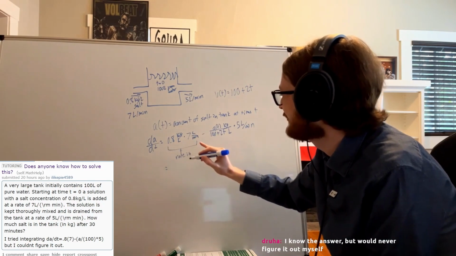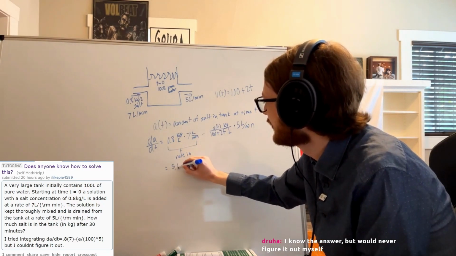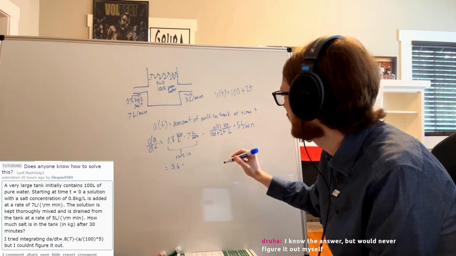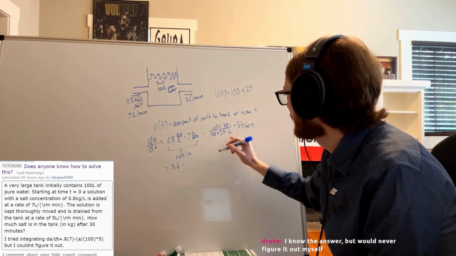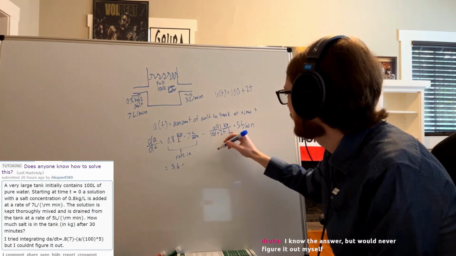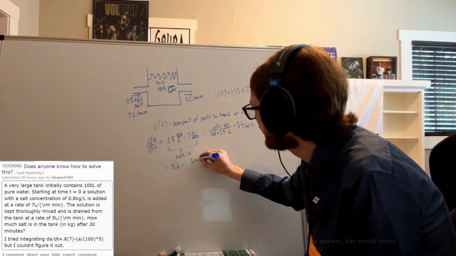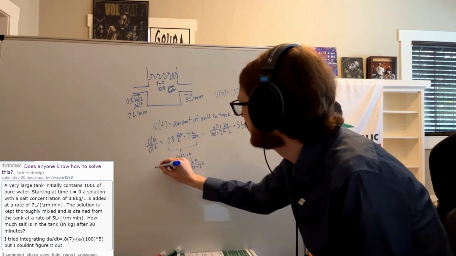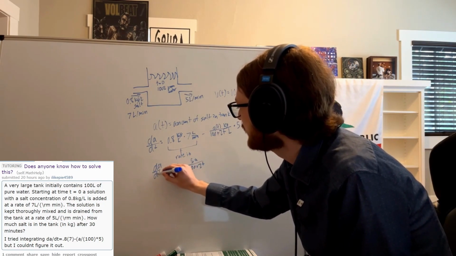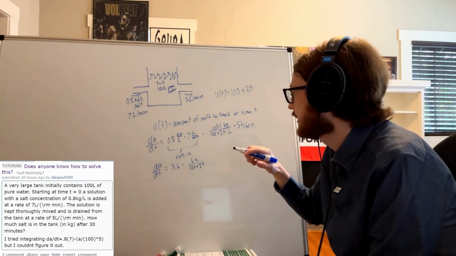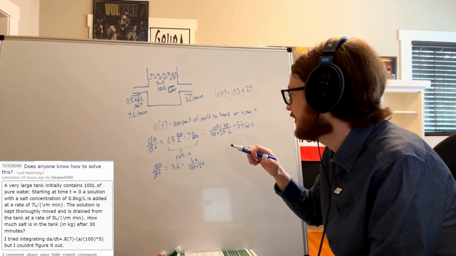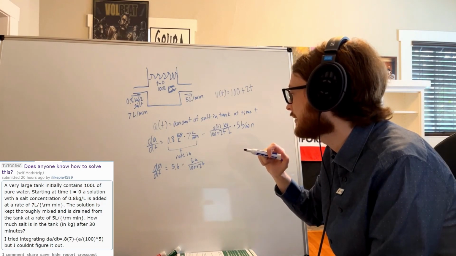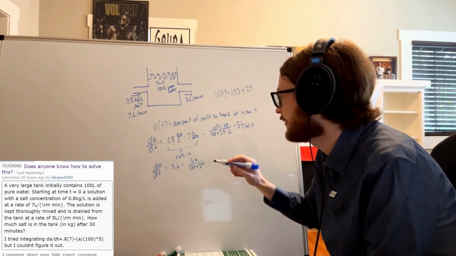0.8 times 7 is 5.6. Technically, it's kilograms per minute, but I'm going to stop writing the units at this point. A over 100 plus 2t times 5. That doesn't really simplify, so we'll get 5a over 100 plus 2t dA by dt. In this, maybe there is a way to separate it. There probably isn't. It doesn't matter.